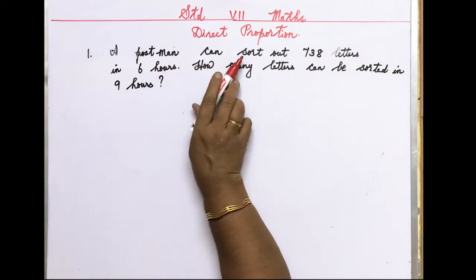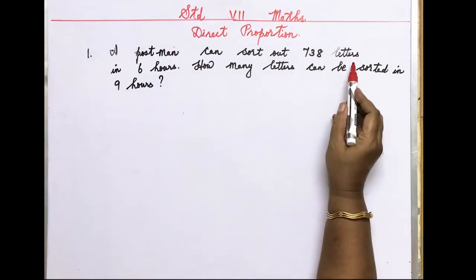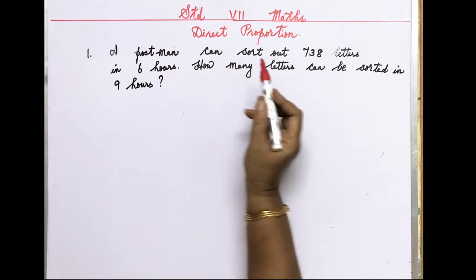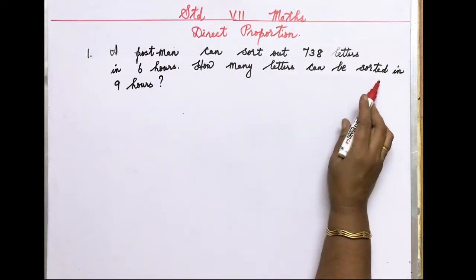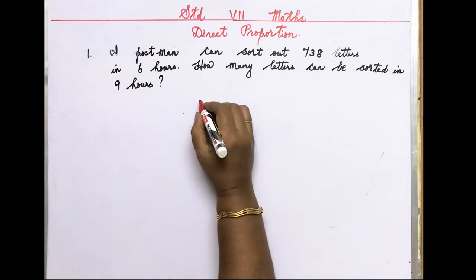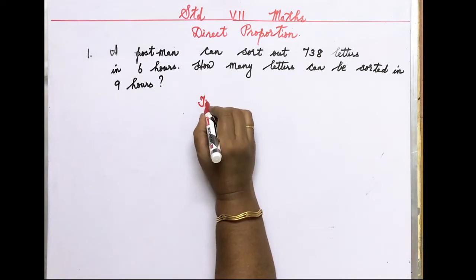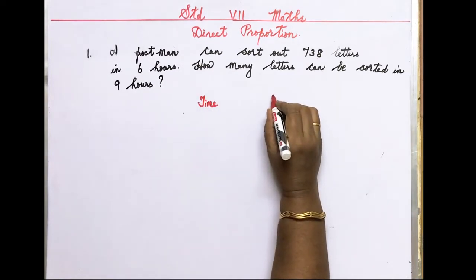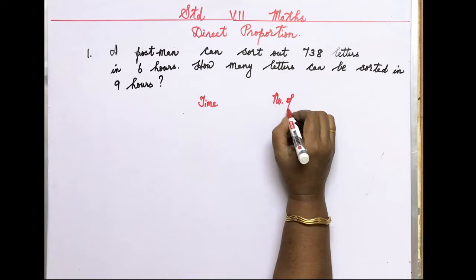A postman can sort out 738 letters in 6 hours. How many letters can be sorted in 9 hours? So, here what all is given? Time is given and also the number of letters sorted out by the postman. So, here we have to write two headings. One is number of letters, another one is time. So, time, another one is number of letters.